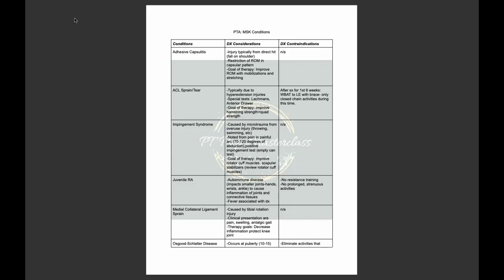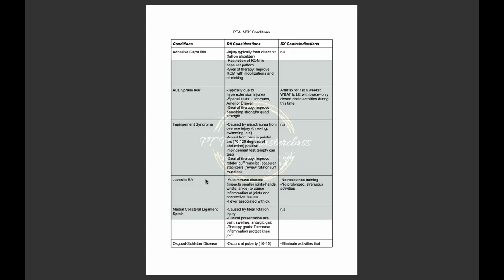Impingement syndromes are typically going to be caused by microtraumas from overuse, so throwing, swimming, or some common ways that individuals have impingement. Typically, the pain is going to be noted in the painful arc, so 70 to 120 degrees of abduction. They're going to have a positive impingement test or empty can test, and so the goals of therapy are typically to improve all of the rotator cuff muscles as well as the scapular stabilizers.